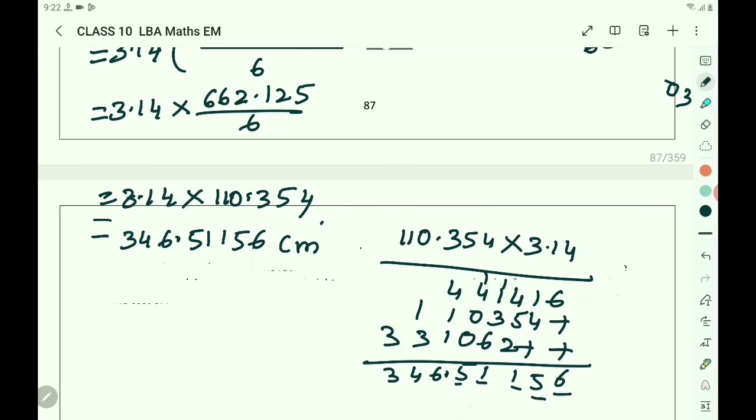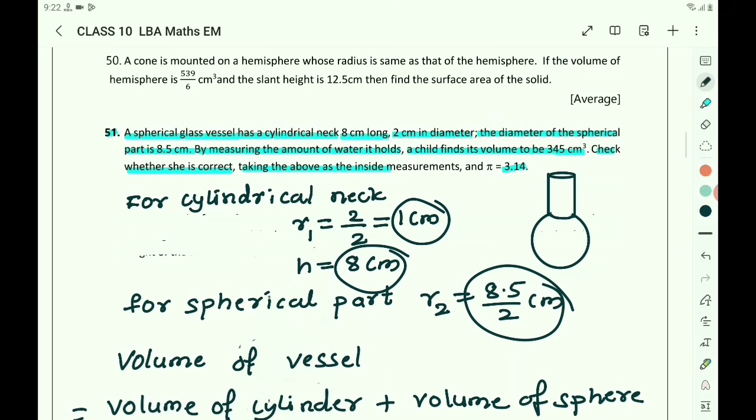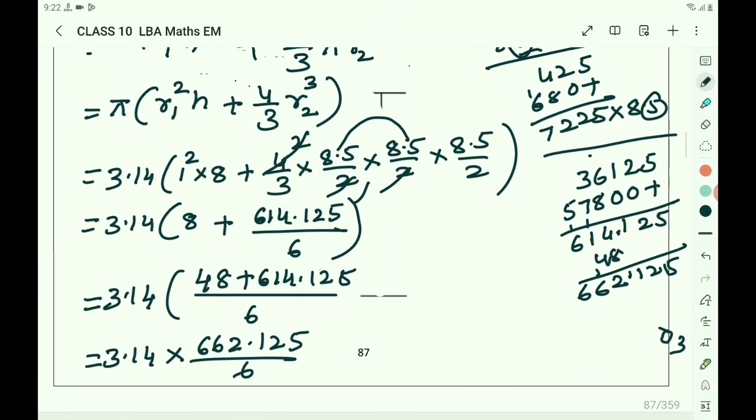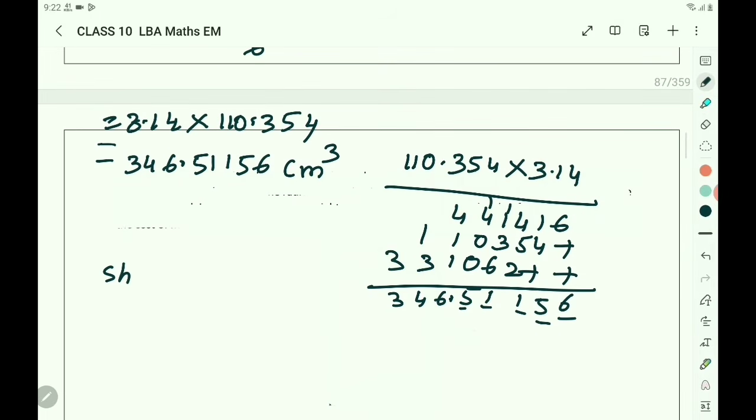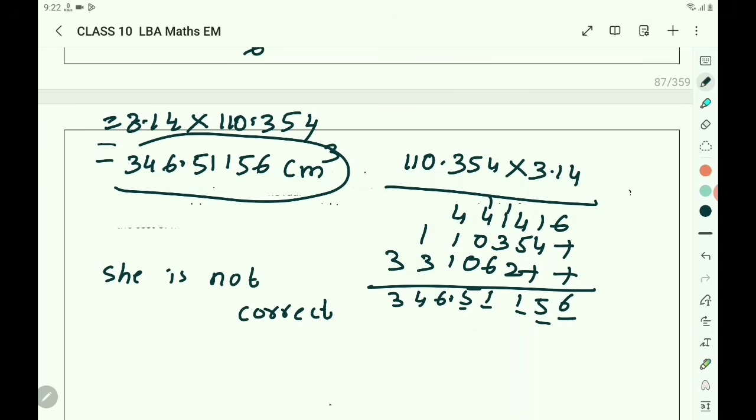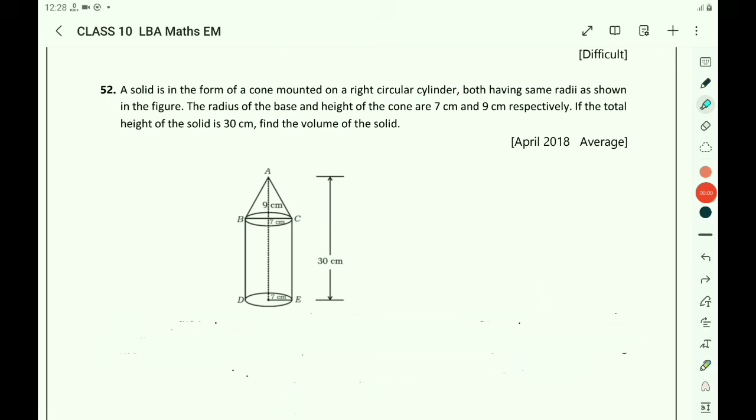Volume in cm cube. This is the actual value we got, and what is the answer she got? 345 cm cube. So the answer is different here. So she measured wrong. The measurement is not correct. She is not correct. So you write the answer: she is not correct. We got 346.5156, but she got 345.